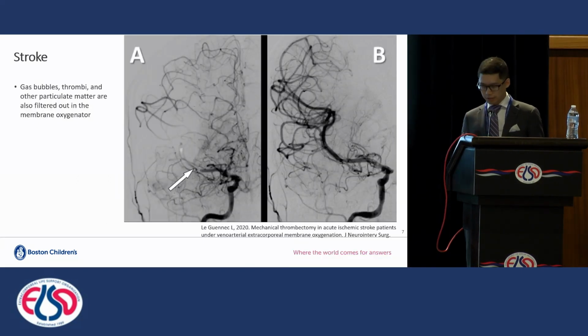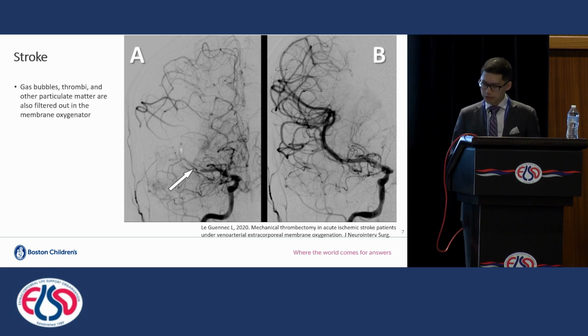So I'm down there on the bottom right in thrombectomy, so I want to bring you all there. I want you all to be wanting and maybe doing thrombectomies. So these are things like gas bubbles, thrombi, or other particulate matter that generally are filtered out, but sometimes can make it through the system and into the cerebral vasculature.